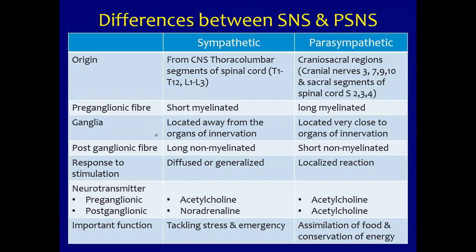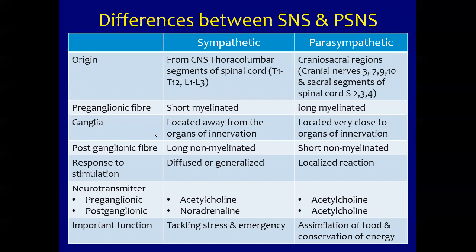Ganglia are located away from the organs of innervation because they are just outside the spinal cord. In the case of parasympathetic, they are located very close to the organs of innervation. Are you getting this point? Post-ganglionic fibers: since the sympathetic ganglia are close to the origin, the post-ganglionic fibers are long. In the parasympathetic, since ganglia are very close to the effector organ, the post-ganglionic fibers are short.